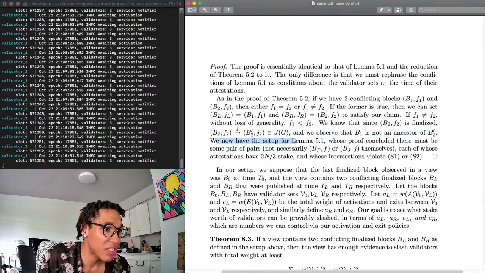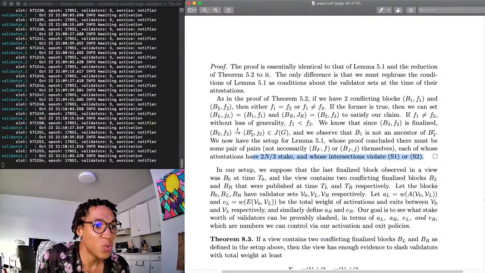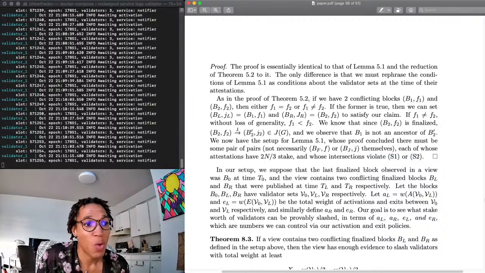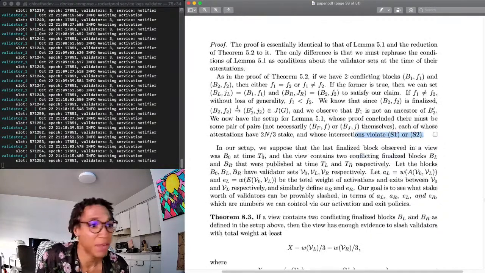We now have the setup for lemma 1.5, whose proof concluded there must be some pair of pairs, each of whose attestations have 2/3 of the stake and whose intersections violate one of these slashing conditions. So there should be a viable block in one of these two blocks, and there should be an area where one of these slashing conditions has been met.